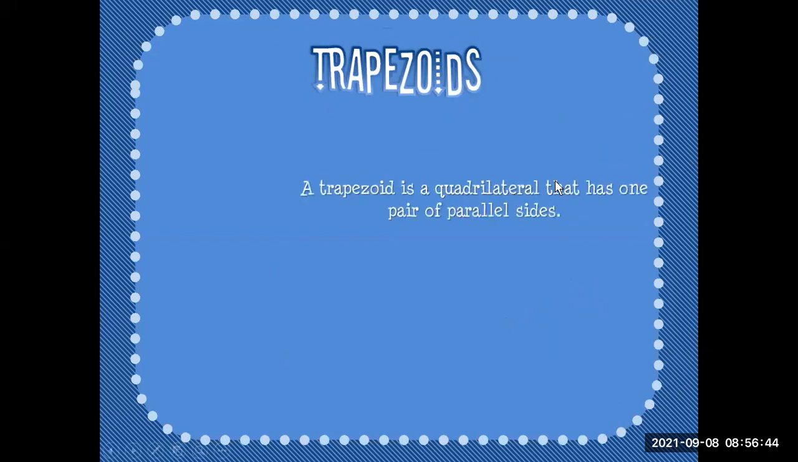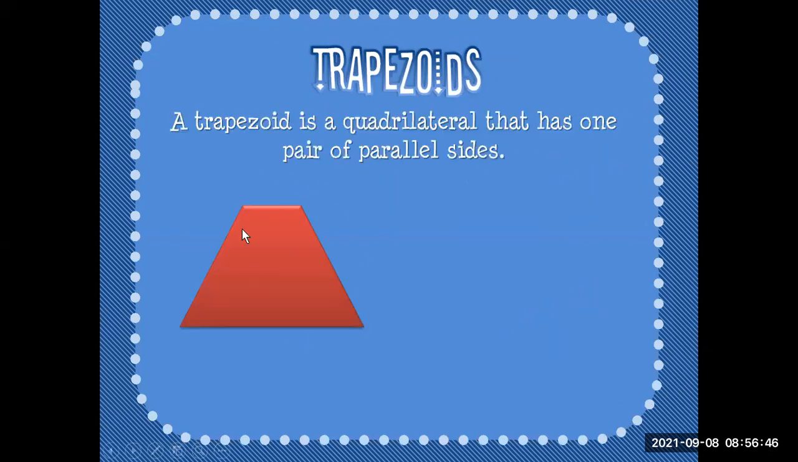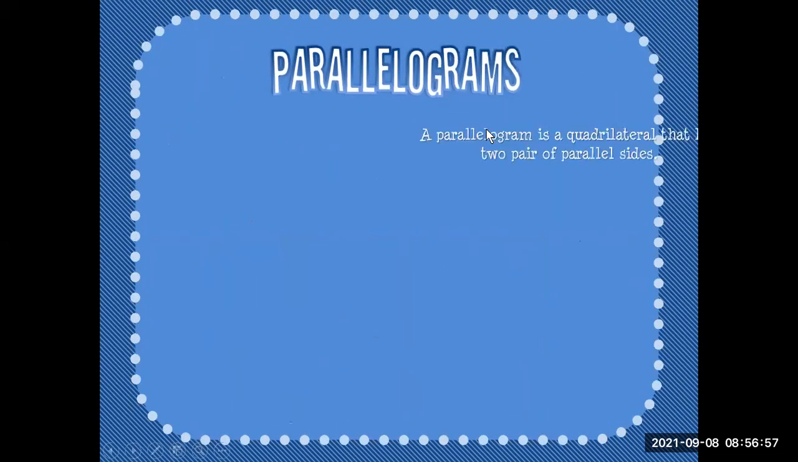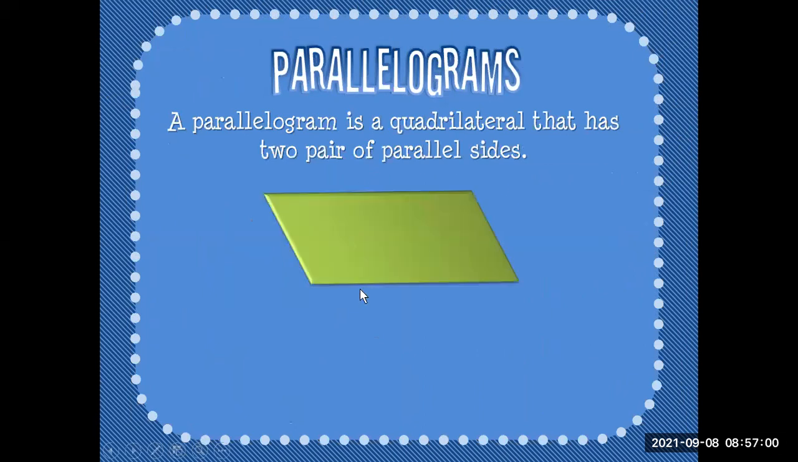Next is a trapezoid. How do we identify a trapezoid? Only one pair of parallel sides. So you see only one pair of parallel sides is there. If there are two pairs of parallel sides, that is called a parallelogram. So that's the next quadrilateral.